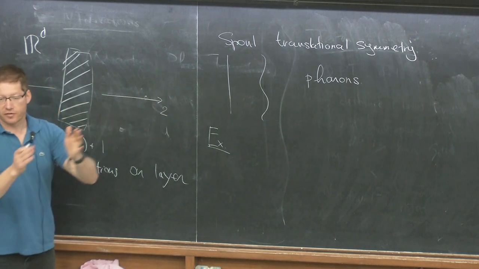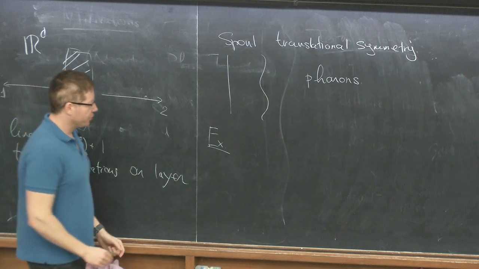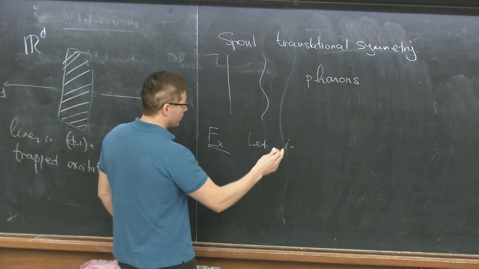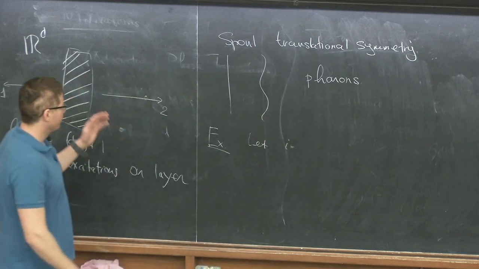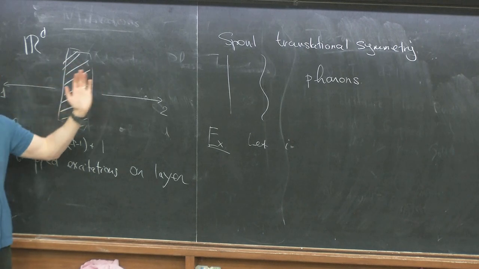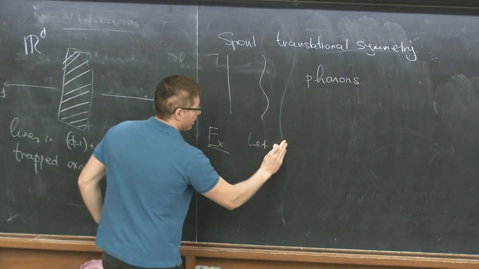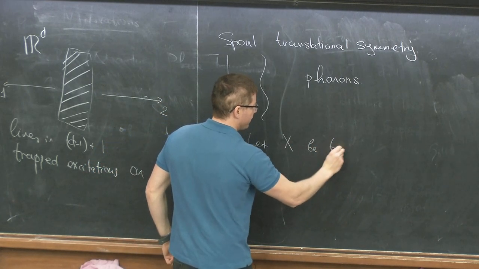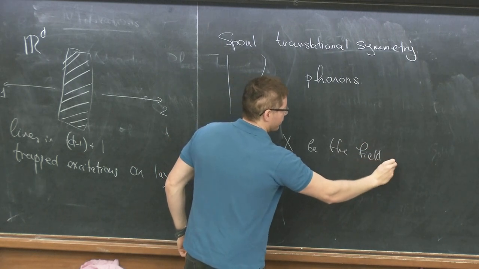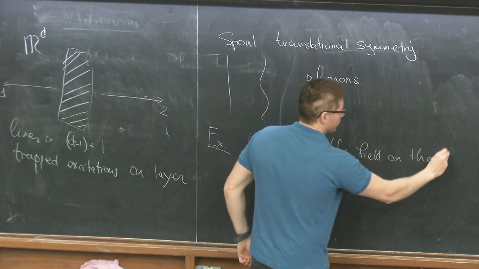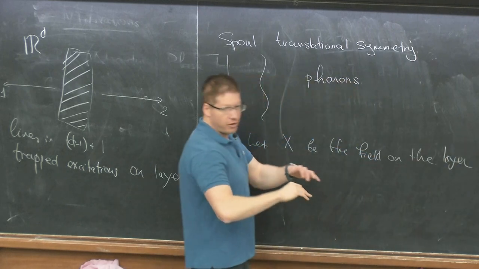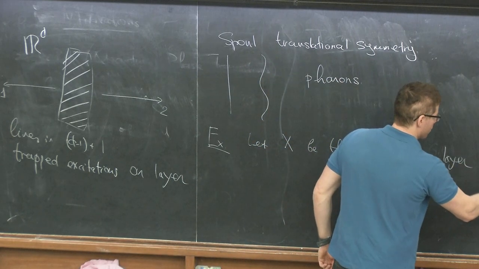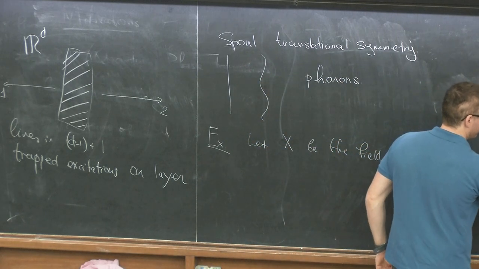The number of phonons is, of course, the number of transverse directions. In this situation that I'm discussing, layers, there's always just one transverse direction. So let X be the transverse direction, the field on the layer which parameterizes the excitations of the layer in transverse directions, which is the phonon. Okay, so this is the field, which is the phonon.